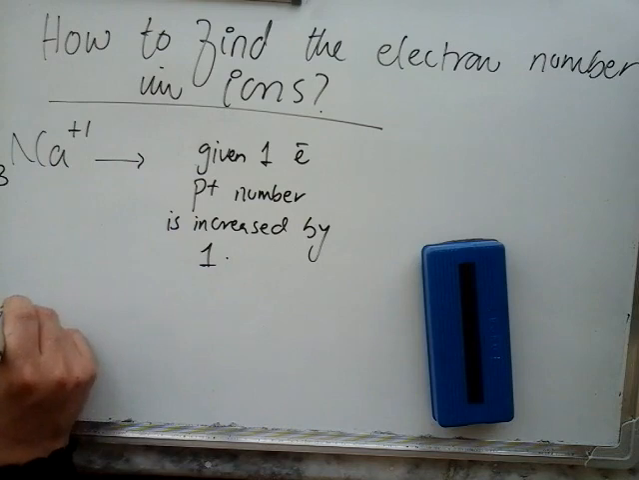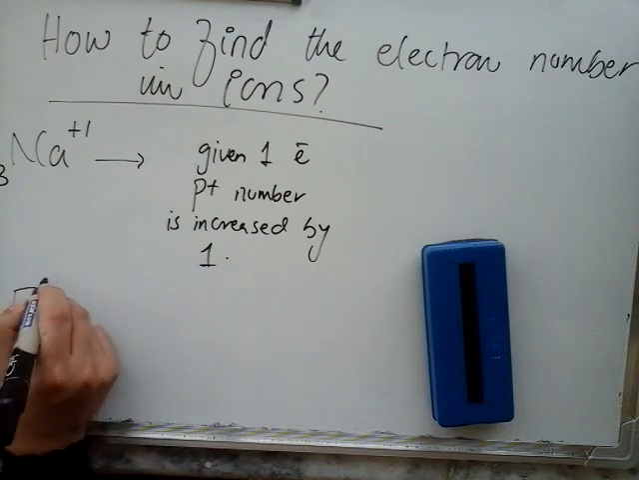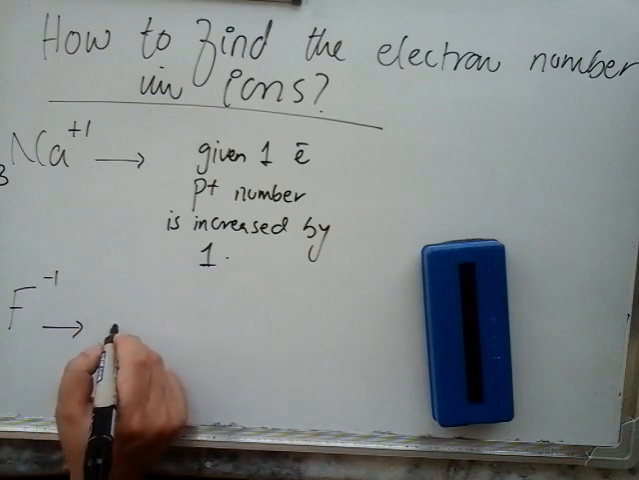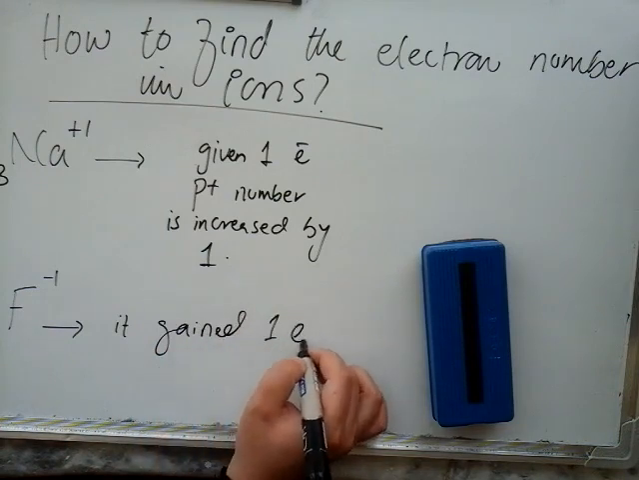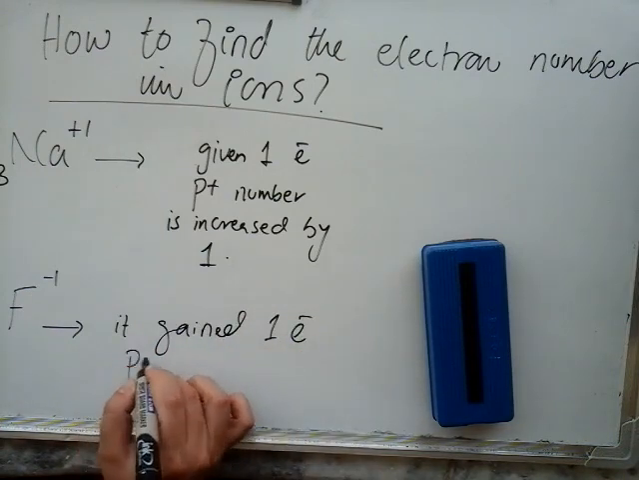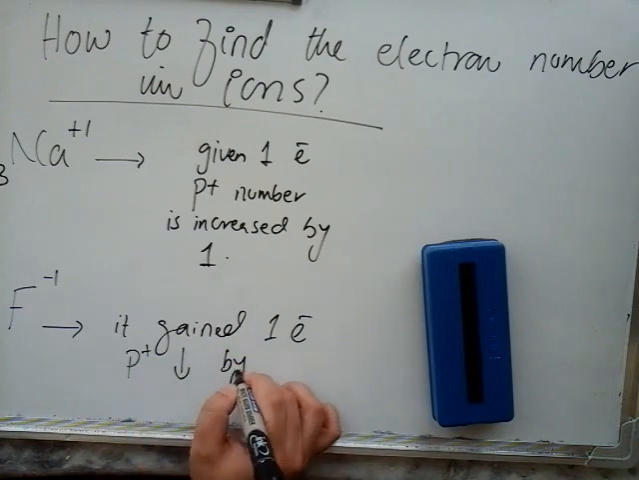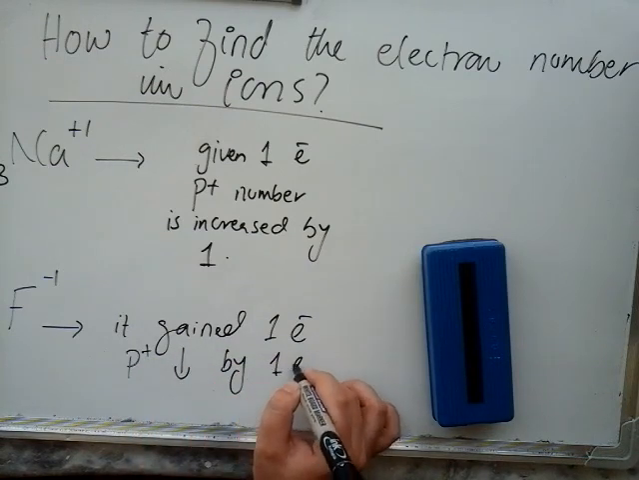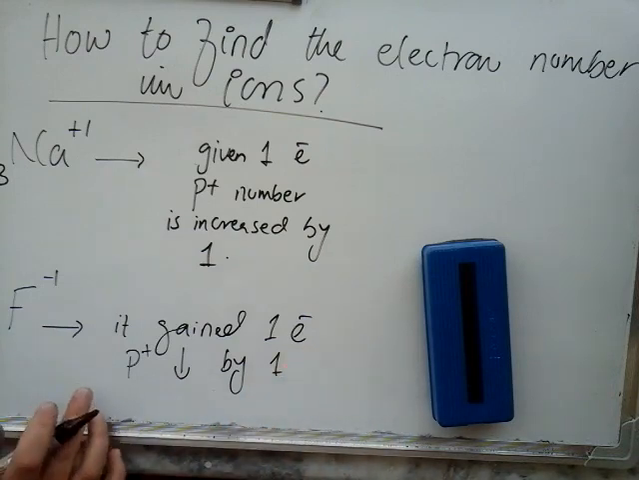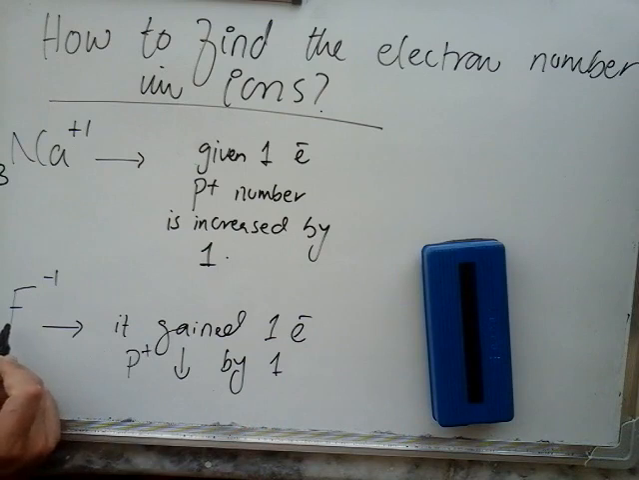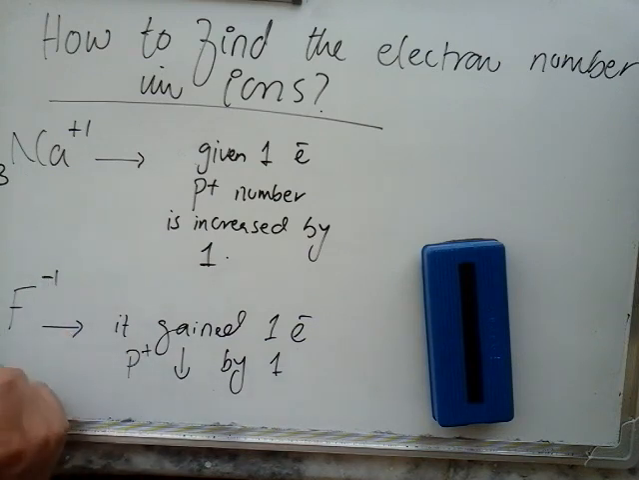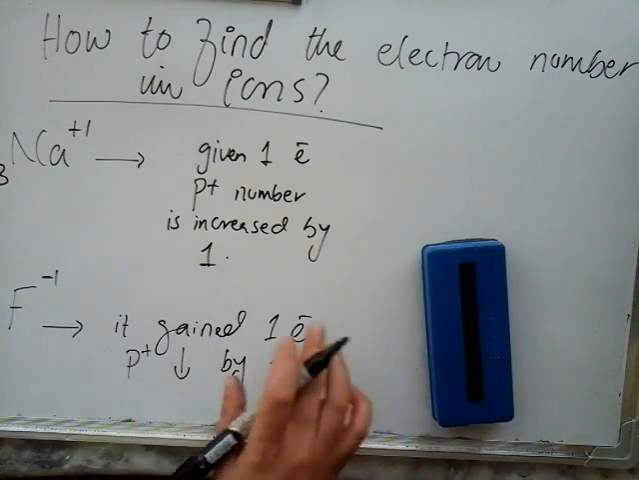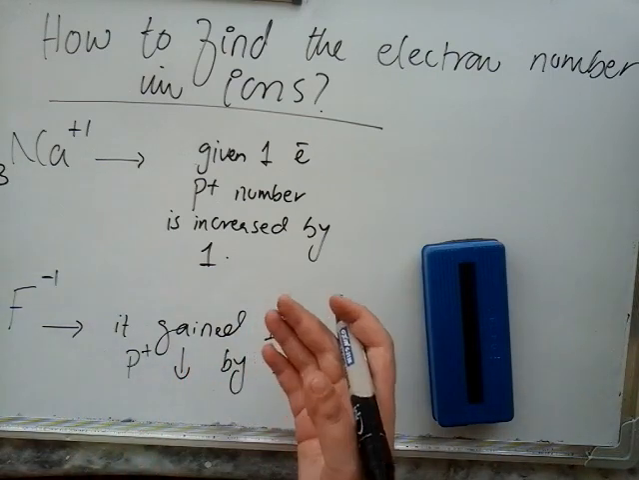And suppose this fluorine, its charge is -1, it means that it has gained 1 electron. So the proton number is decreased by 1 charge. If we compare the number of electrons and protons, protons are lesser in amount and electrons are increased by 1. So the amount of negative charge inside the fluorine atom is increased by 1. This is how you can understand the charge.